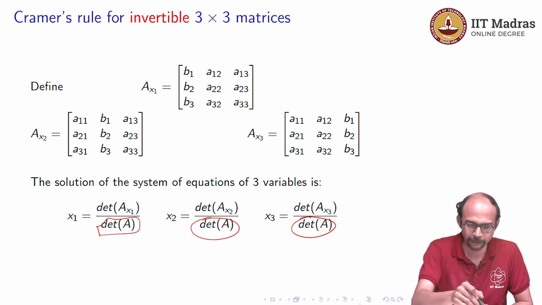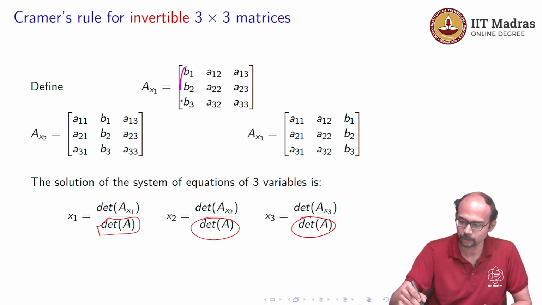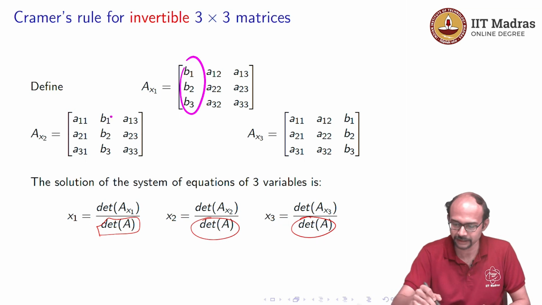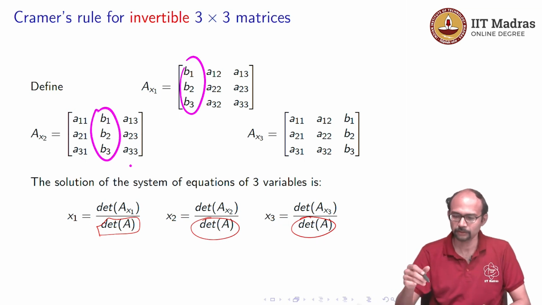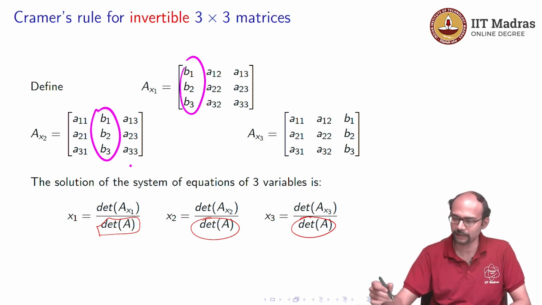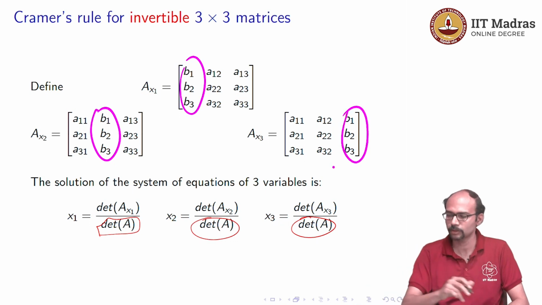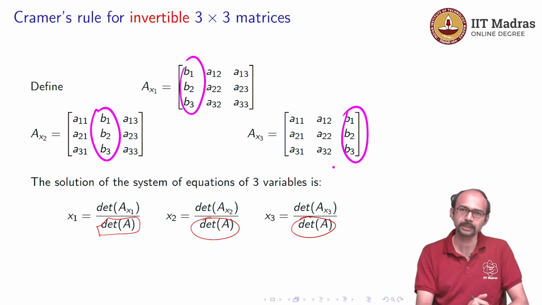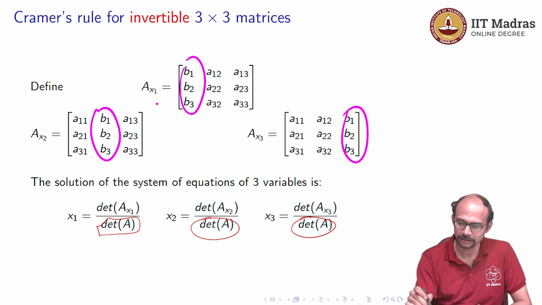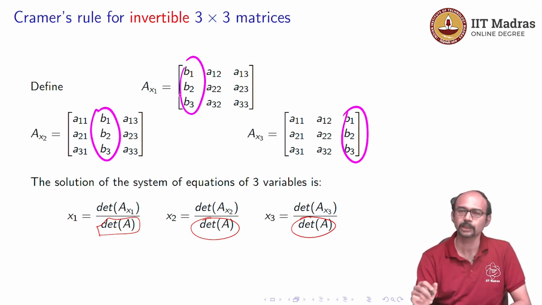So, how did we define these A subscript x1, A subscript x2, A subscript x3? So, in the first one the first column was replaced, in the second one the second column was replaced, and in the third one the third column was replaced. So, the notations should tell you which columns are replaced, because x1 means the coefficients corresponding to x1, that is the column which is replaced. So, those were A11, A21 and A31, and similarly for x2 and x3.